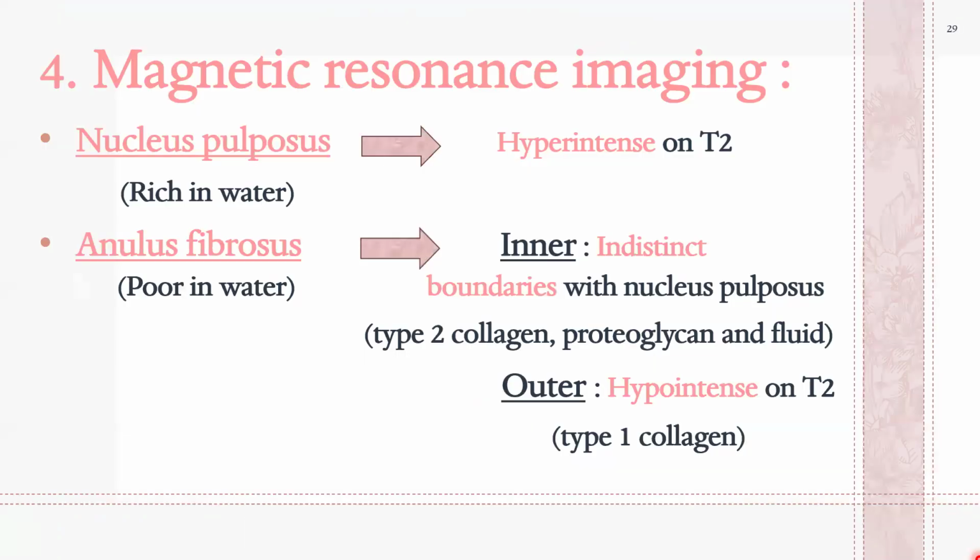And the last modality is MRI. The nucleus pulposus, as we mentioned earlier, which is located centrally, has rich water content and seems hyperintense on T2, while the annulus fibrosus has poor water content. We can divide it into an inner and outer part. The inner seems to have indistinct boundaries with the nucleus pulposus, while the outer is hypointense on T2.